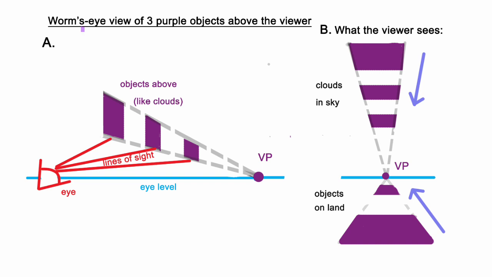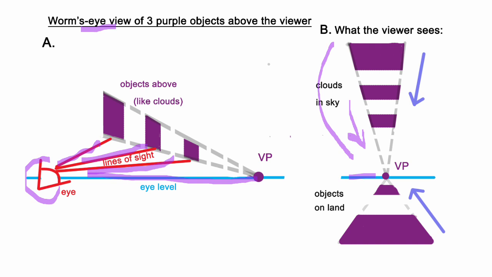These are diagrams of a worm's eye view of three purple objects. Here's the eye looking up at these purple squares. Her line of sight becomes more and more horizontal with distance, and when it reaches the vanishing point, she is then on the eye-level viewpoint. This is what she sees. In the sky, the clouds go down with distance, approaching eye level, and on land, objects go up toward eye level.